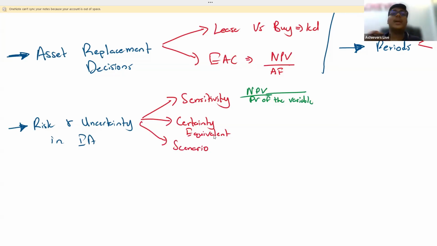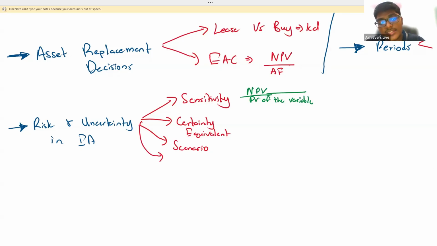What is scenario building? You will use different computer softwares in order to create different scenarios, where different things might be occurring. Scenario building. Again, no numbers, just the theory.